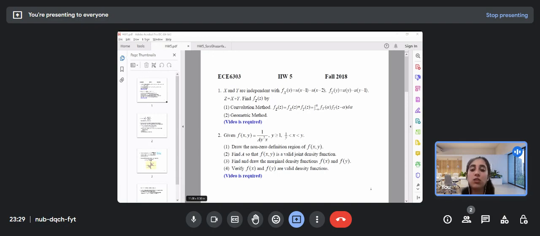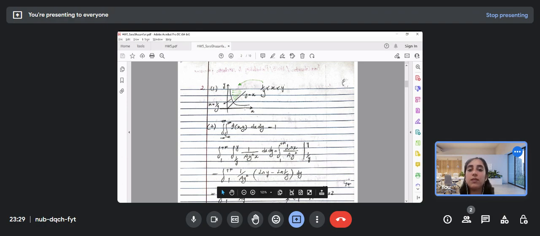So let's go to my answer. As you can see, I drew y equal to x and x equal to 1 divided by y. And between this curve and this line is the place where the probability is non-zero for the joint distribution.